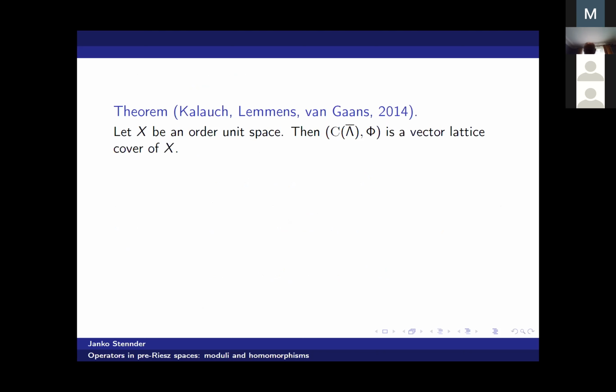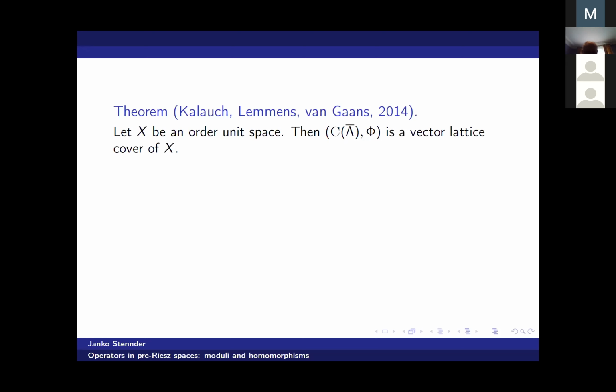And then Anke, Bas Lemmens, and Onno van Gaans proved that this functional representation is a vector lattice cover of the order unit space. So this means our order unit space can always be seen as an order-dense subspace of some continuous functions. So on order unit spaces, we can always use this representation of Riesz star and complete Riesz homomorphisms, which I showed you earlier.